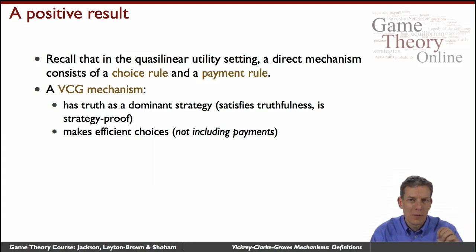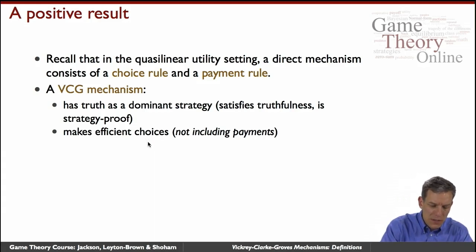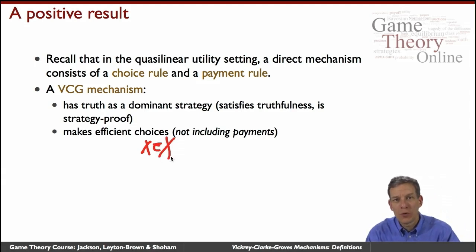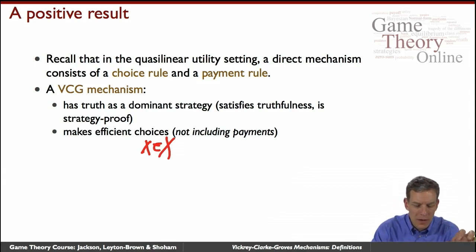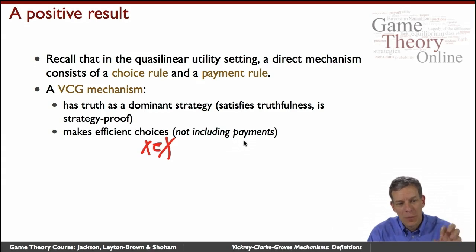And this mechanism is also going to choose efficient X's. So choices here mean when we think about which X in X maximizes the overall total sum of utilities in the society, it's going to pick those. So it might not be efficient in terms of making all the payments balance, but it's going to make efficient choices.